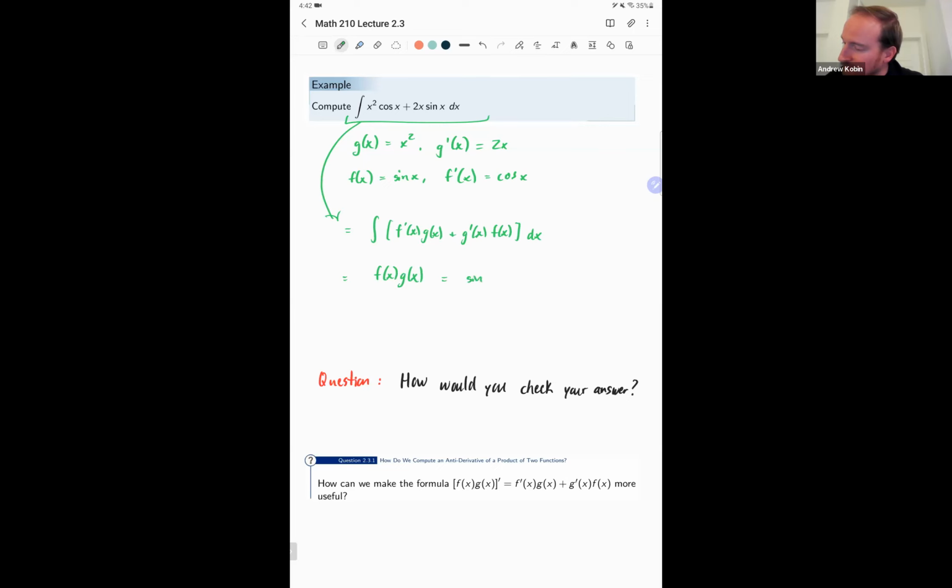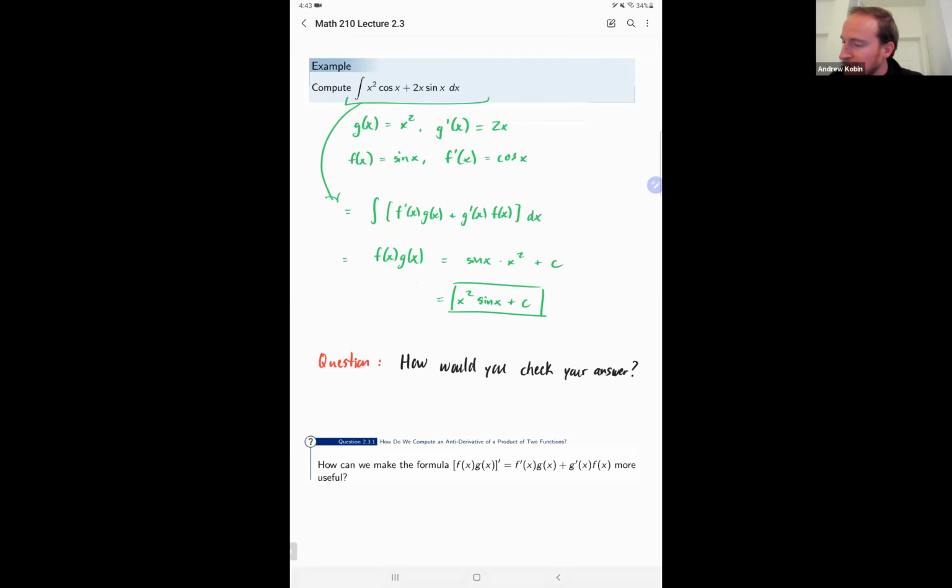So f is sine of x, g is x squared, and then I'm taking an indefinite integral, so I want a plus c. Just as a personal preference, I like putting algebraic expressions like x squared before trig expressions like sine x. So I'm going to leave this as my final answer. This is also a valid expression if you wanted. There we go. That's our first use of the backwards product rule.